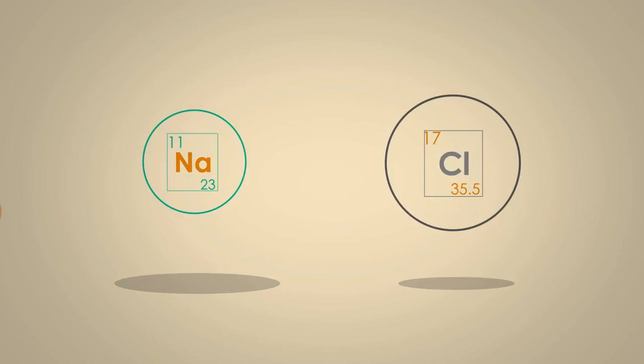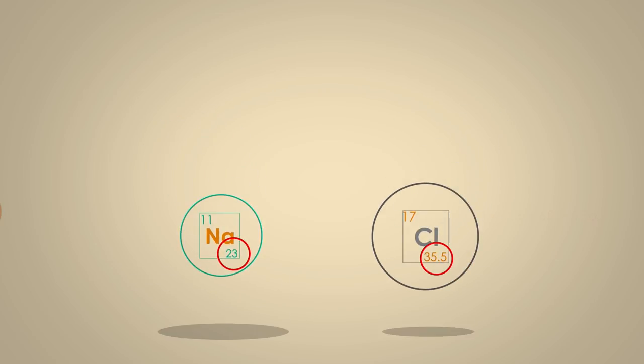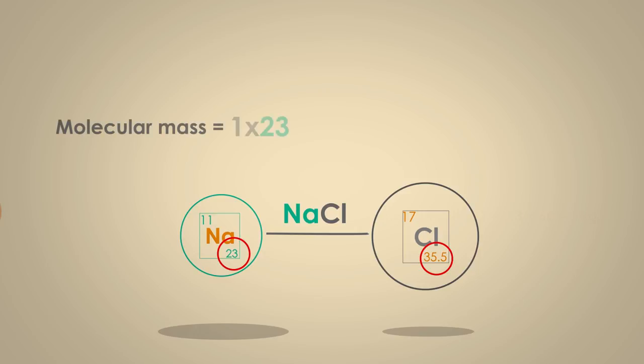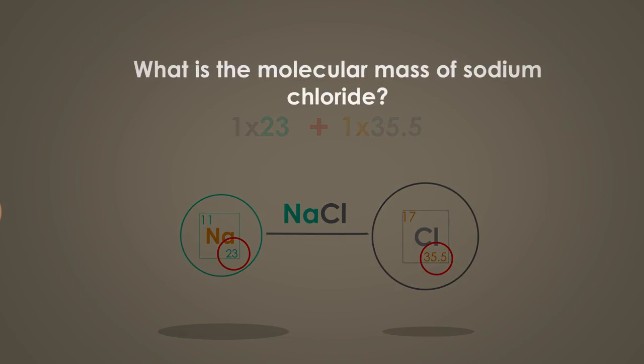Molecular mass of a compound is found by adding up the atomic masses of all the elements that make it, multiplied by the number of times each atom appears. For sodium chloride, NaCl, this is 1 each, so the molecular mass is 1 times the Ar of sodium, 23, plus 1 times the Ar of chlorine, 35.5. What is the molecular mass of sodium chloride?